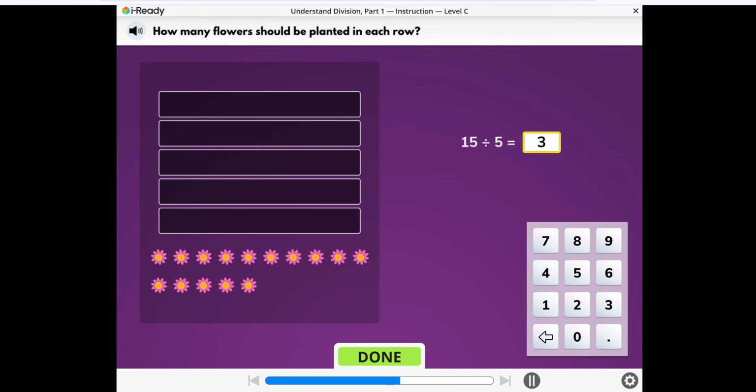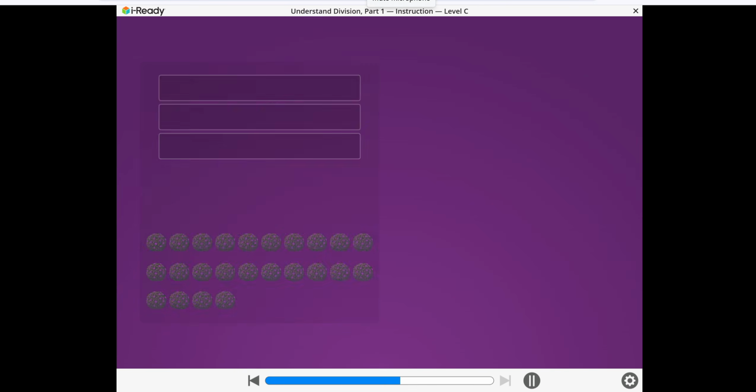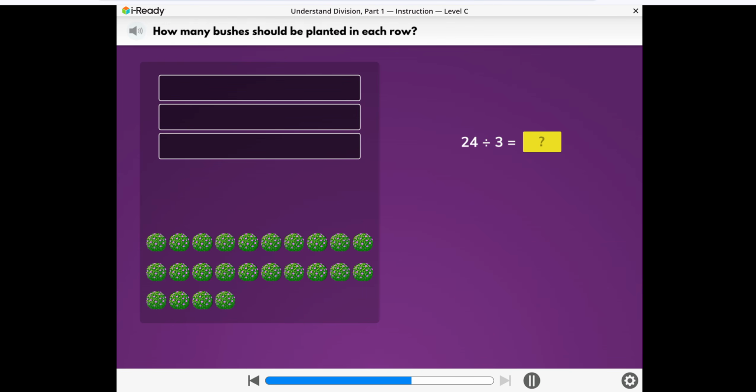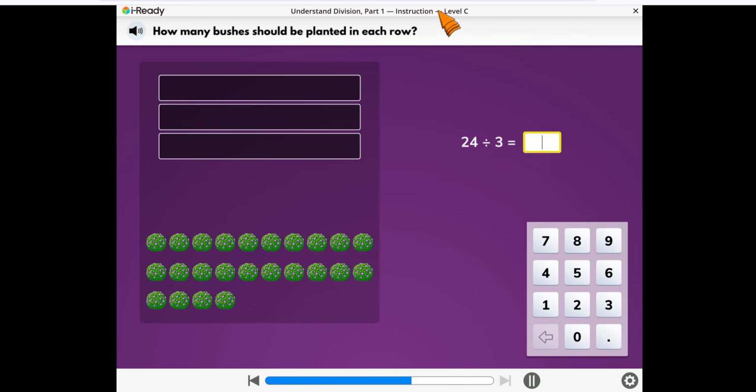Why is the answer just 3? The answer's 3. There are 24 bushes and 3 rows. How many bushes should be planted in each row? Yeah, how many?